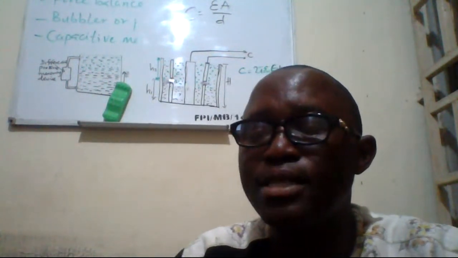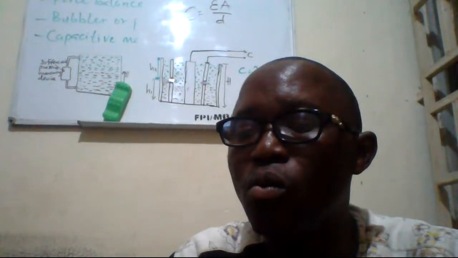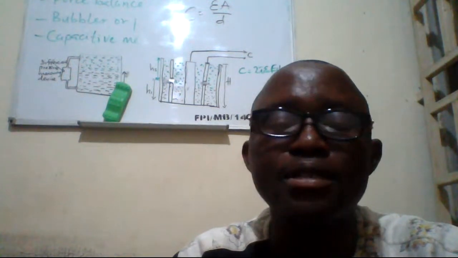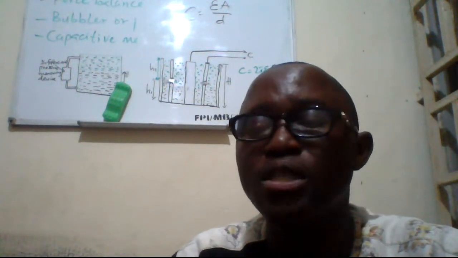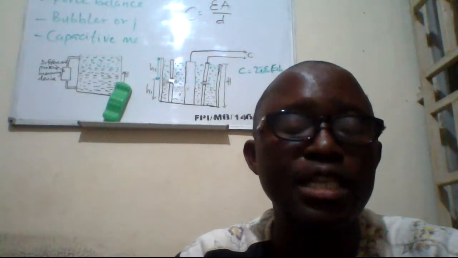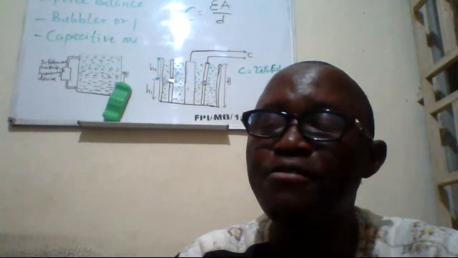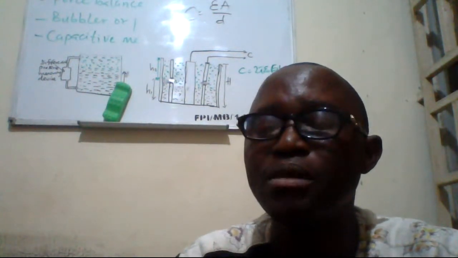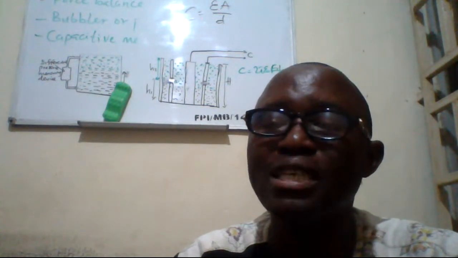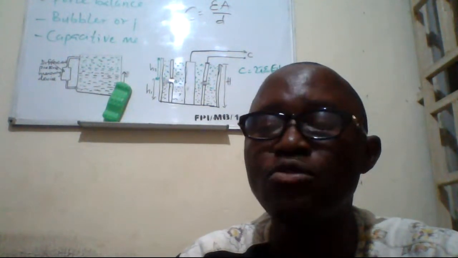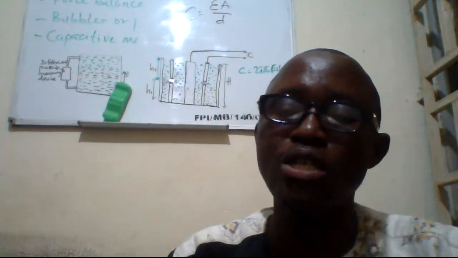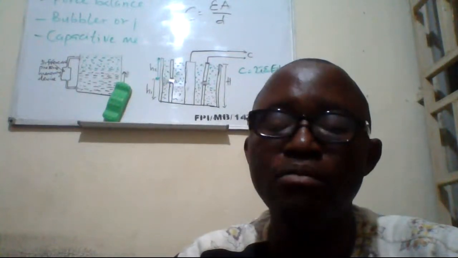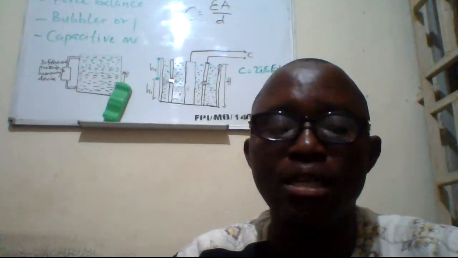Those that said no, please let me know what area you want me to go over briefly before we end this class, because these are the three systems that we want to discuss today. The first one, according to the sketch I sent to you, is the force balance diaphragm system. The second one is the bubbler or purge system. And the last one is the capacitive method of liquid level measurement. I could see some few guys are saying no, so I will go over each of them briefly before we end the class.